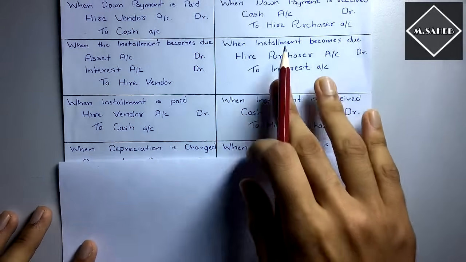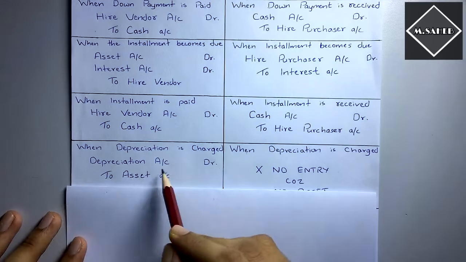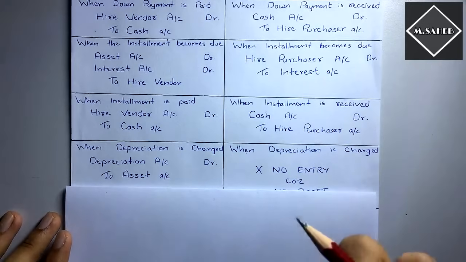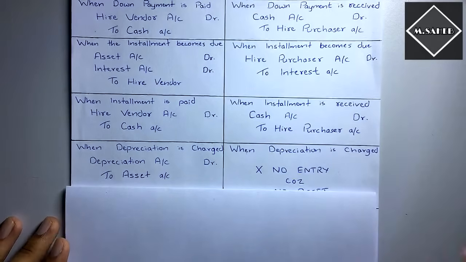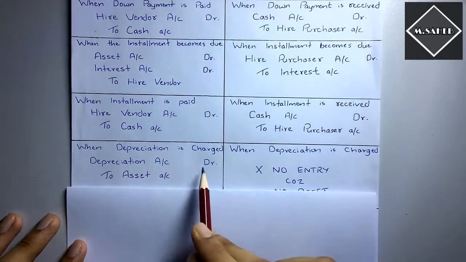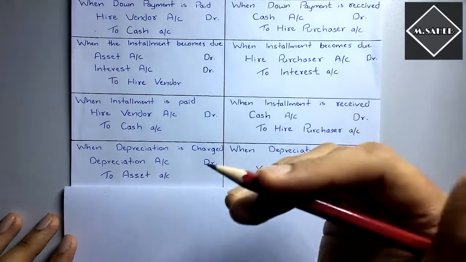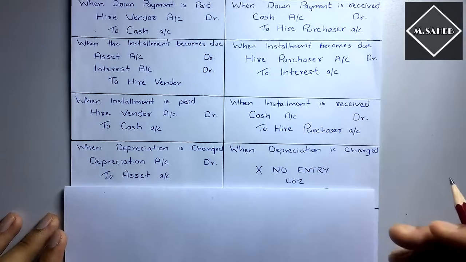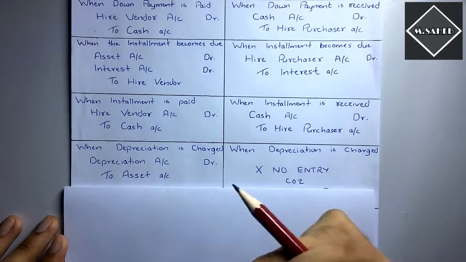So what is the depreciation entry? Depreciation account debit to asset account. Why is depreciation account debited? Because depreciation is a kind of loss, so debit all the losses and expenses, nominal account rule. And asset account is credited. Why? Because the value of asset is falling. Depreciation means fall in the value of asset due to wear and tear or many other reasons. So asset will be credited, because of the decrease in asset.